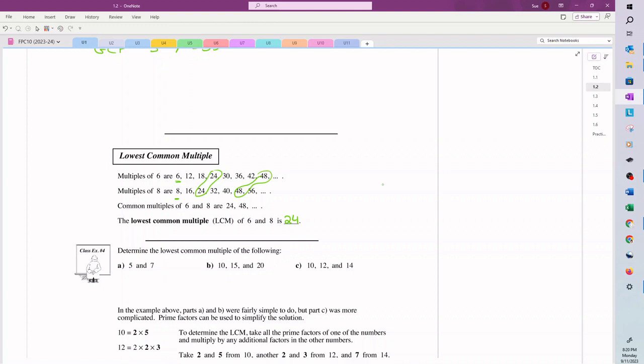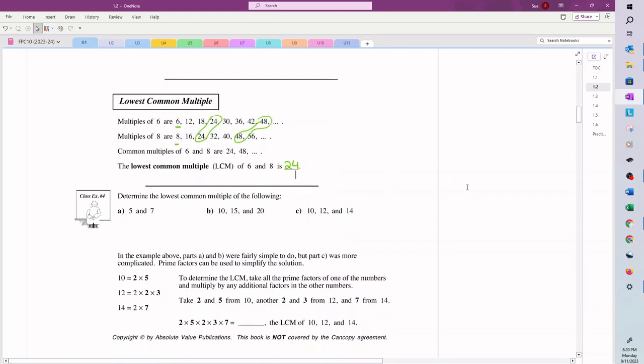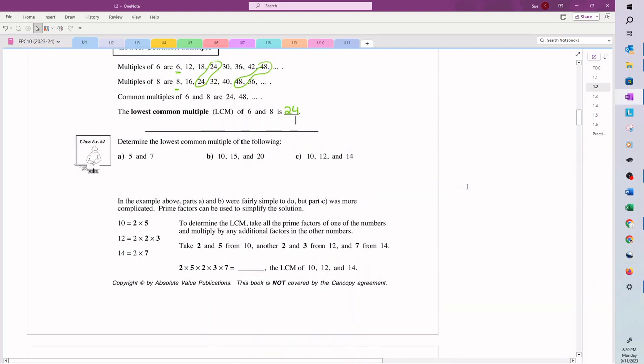Just like when you're adding fractions and you need a common denominator, your lowest common denominator is going to be the lowest common multiple of those two denominators.